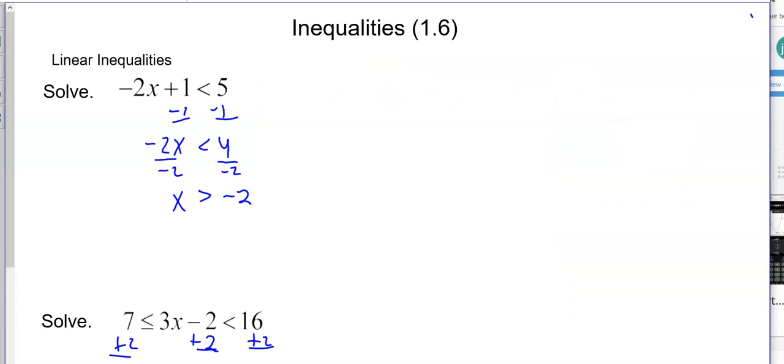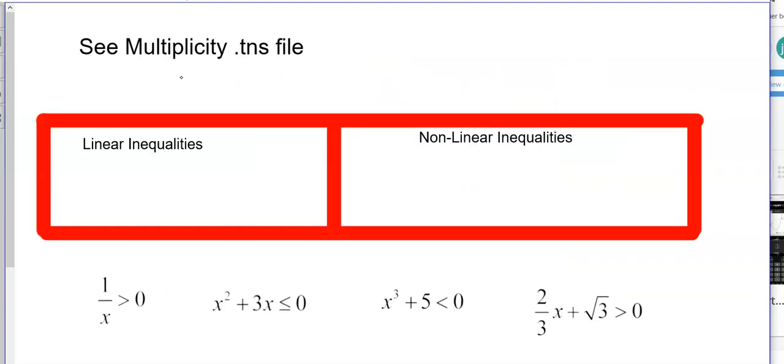You may notice the x's to the first power. Those were classic linear inequalities. So let's classify some of these as either linear or not. So this is not a linear inequality. It's got x to the first power there, but it also has x to the second, so that would be called nonlinear. It would be a parabola of some kind.